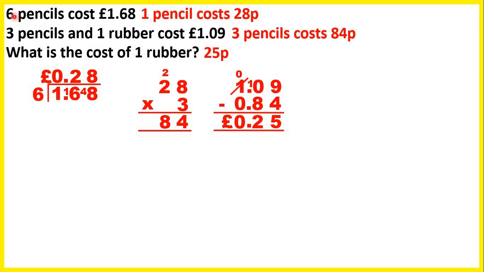We could have also worked out the cost of 3 pencils by dividing £1.68 by 2, because 3 is half of 6, so we could have found half of £1.68 by dividing it by 2, rather than dividing by 6 and then multiplying by 3. But then, as soon as we know that 3 pencils cost 84 pence, we can find the cost of 1 rubber by finding the difference between 84 pence and £1.09.